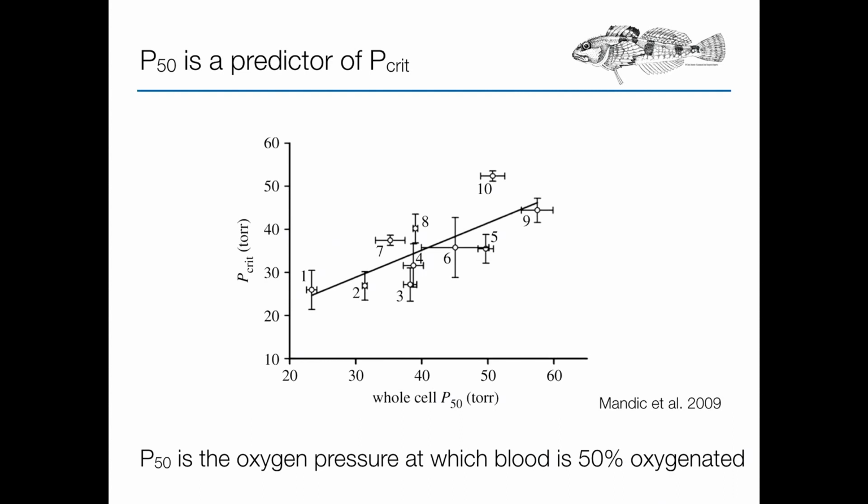They measured critical oxygen pressure against a bunch of other measures, such as gill surface area. But what they found was that P50 was the best predictor. So this is a cellular level measure, but it did the best at predicting the critical oxygen pressure, which is a more organismal measure.